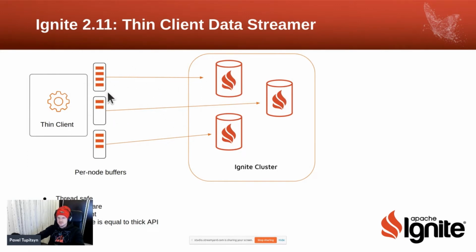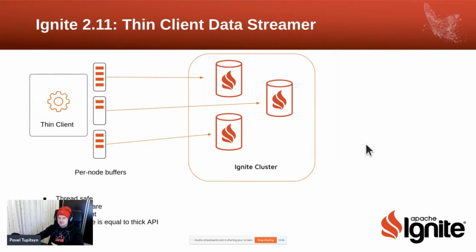And once the given buffer fills in, it gets sent to the server in background, while you can still use the API to add more data. If a server node fails, corresponding operations are retried transparently. So at least once delivery is guaranteed. Adding new nodes to the topology is also properly handled.